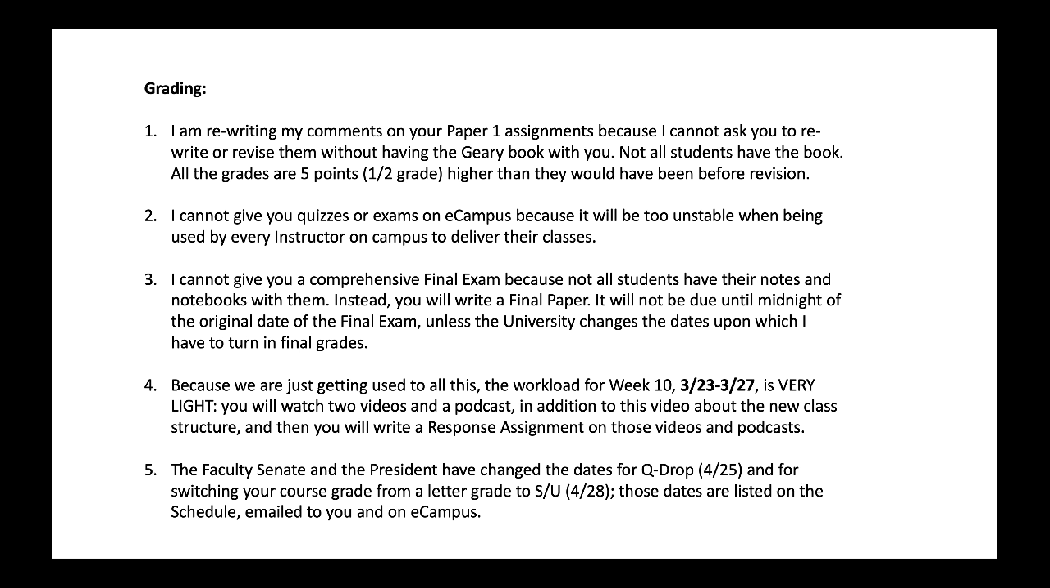So for grading, I couldn't let you revise paper 1 after all. I wrote all the comments based on revision and have to redo them. They're almost done, but not everybody has their book with them, and I can't let some people revise and some people not be able to. So I'm raising the grades by 5 grade points each. That would cover what they would have been even if you'd done the best revision.